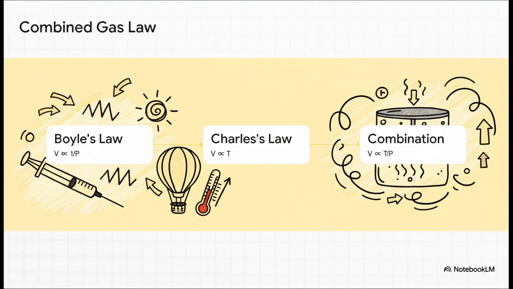We know from Boyle's Law that volume is proportional to 1 over P. And we know from Charles' Law that volume is also proportional to T. So if we just kind of mush them together logically, it makes sense that volume has to be proportional to T divided by P. See how that works? It respects both rules at the same time.